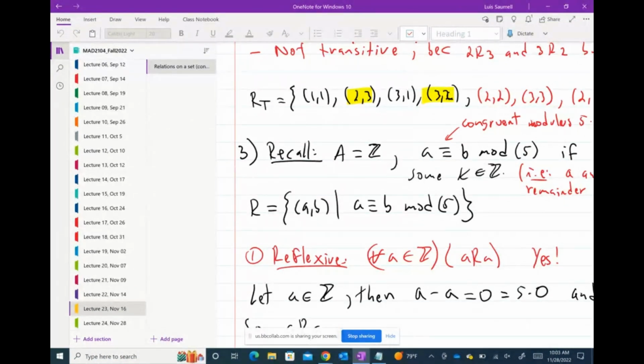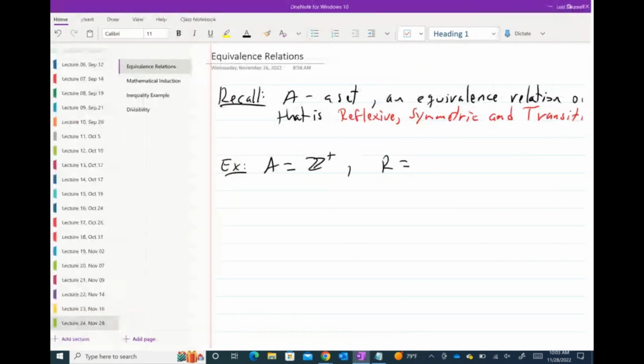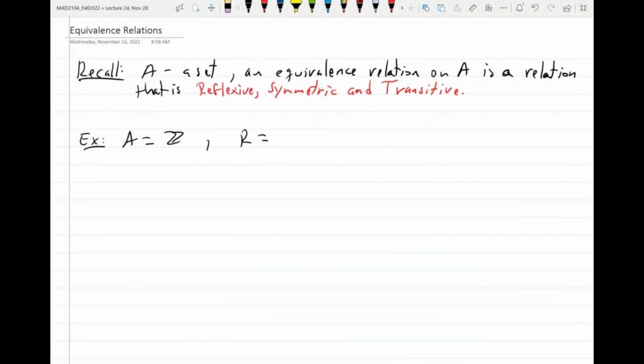You could use the positive integers, but actually I'm going to use Z, because for the reflexivity and the symmetry argument, we need the negatives. So let me use Z here. So let R be the ordered pairs (a, b) such that a is congruent to b mod 5. Now remember what this means. This means that they have the same remainder when divided by 5. And we saw that this is an equivalence relation.